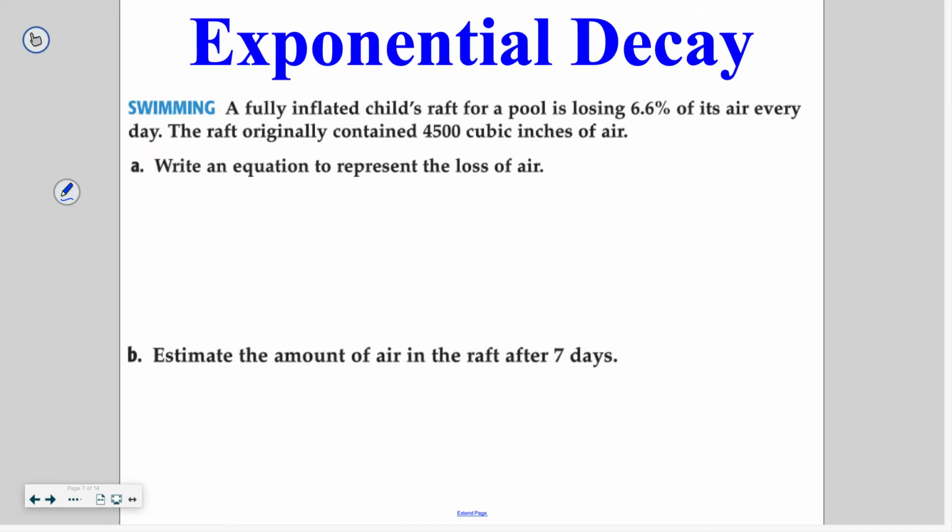Example here: we have a fully inflated child's raft for a pool that is losing 6.6% of its air every day. The raft originally contained 4,500 cubic inches of air. So we're going to start by writing our equation. I've got y equal to my starting value of 4,500 times 1. We are now losing air, so we're subtracting 0.066, changing my percent into a decimal, and we are losing that much air every day. We don't know how many days, so I'm just going to put T for time.